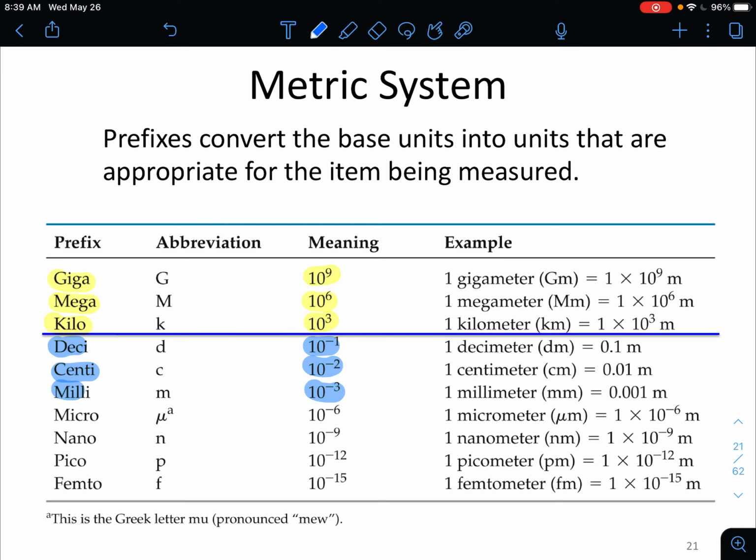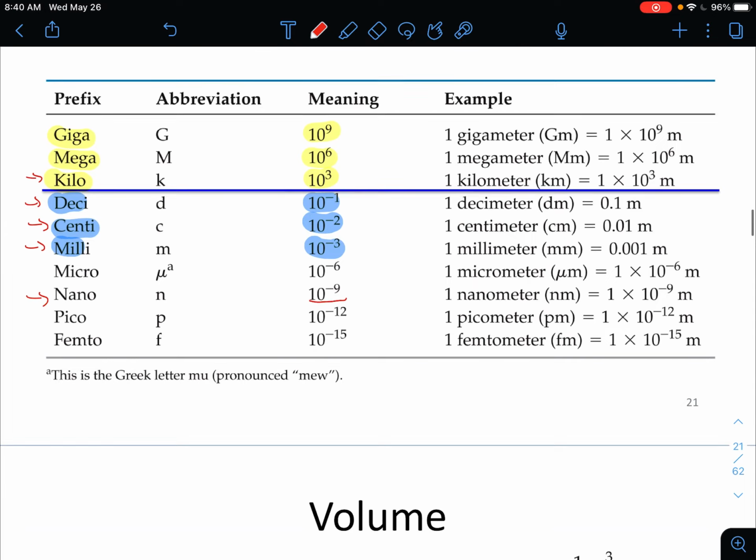Really, I would say we're going to see probably kilo, deci, centi, milli pretty often, and then nano as well, 10 to the negative 9. We'll talk about that in the last third of the class when we're thinking about waves and electronic structure. But those are the ones that we'll most typically encounter. Maybe micro here and there, but those are the ones you want to be aware of.